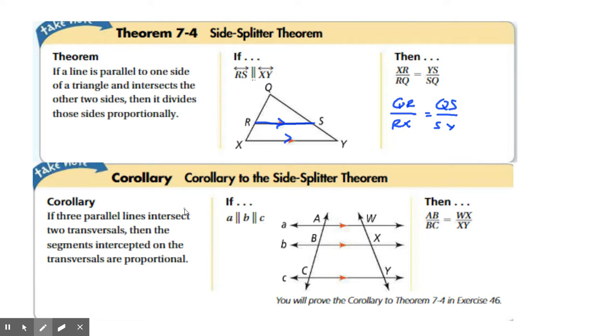Now we can broaden the side splitter theorem to parallel lines. So now if we just have parallel lines cut by transversals, we can cut these parallel lines into proportional sides. So as you can see, AB over BC, this is just like going down the side of a triangle, and then WX over XY. Okay, so we can do it with triangles or just with parallel lines. It's up to you. This is just extra practice of proportions. All right, so let's try a couple problems.